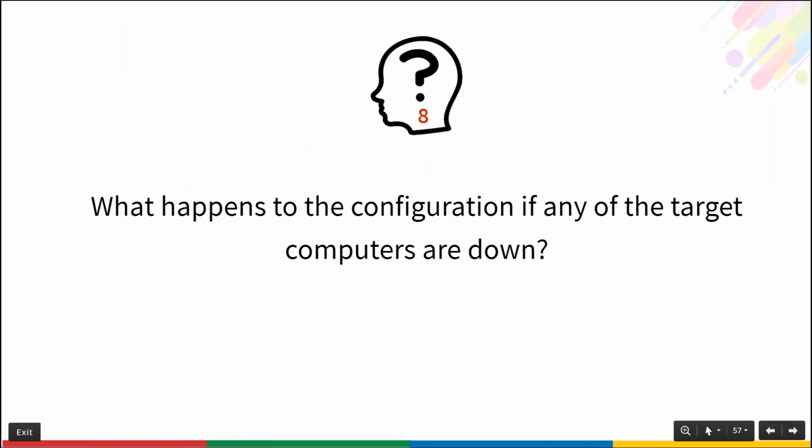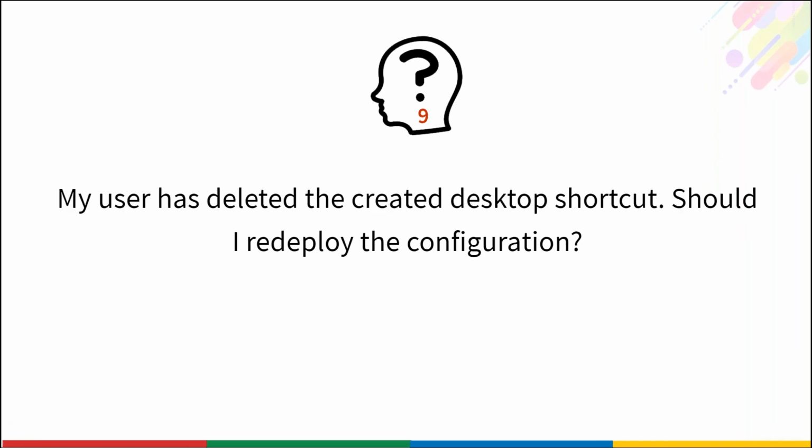What happens to the configuration if any of the target computer is down? Whenever the target computer is back in the network and is up and running, the configuration will be deployed to the target computer. My user has deleted the created Desktop Central config shortcut. Should I redeploy the configuration?